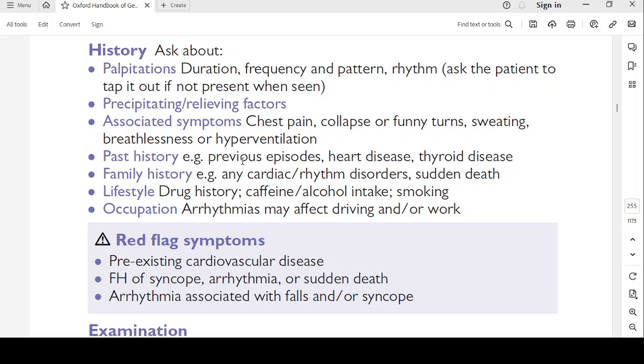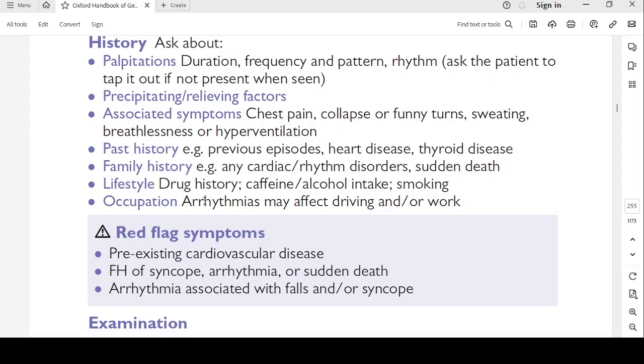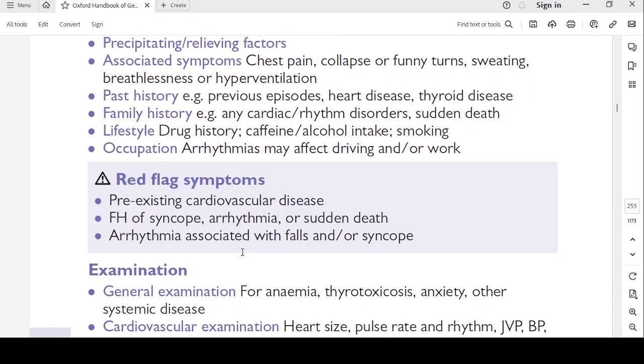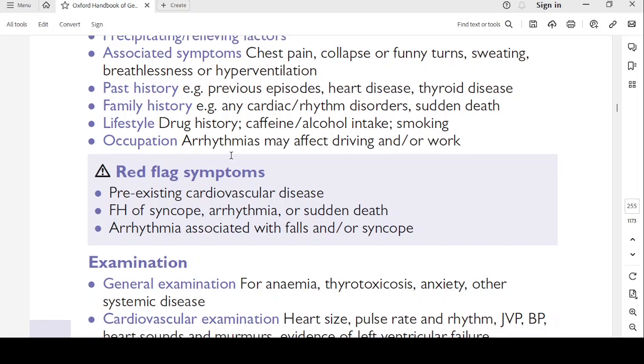Past history: previous episodes, heart disease, thyroid disease. Family history: any cardiac rhythm disorders, sudden death. Lifestyle and drug history: caffeine or alcohol intake and smoking. Occupation: arrhythmias may affect driving or work.